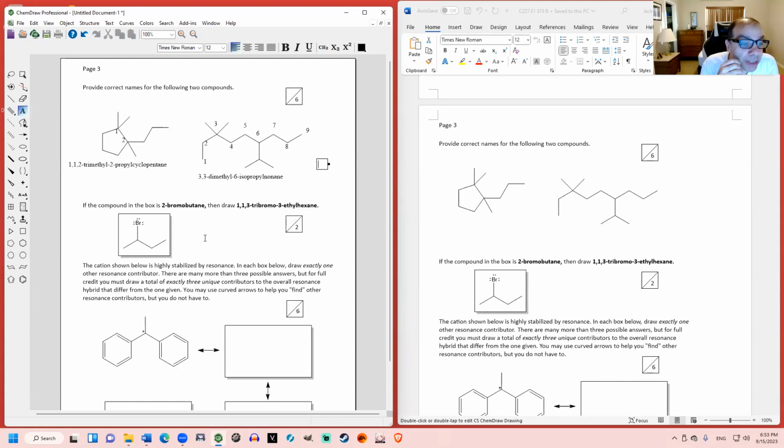Next, we need to, and by the way, once you know how to name alkanes, you know how to name alkyl halides too. You just need to know fluoro, chloro, bromo, and iodo, which are all pretty straightforward. So we need to draw 1,1,3-tribromo-3-ethylhexane. So let me put in a 6-carbon chain. And next we need bromines on carbons 1, 1, and 3. And then also 3-ethyl.